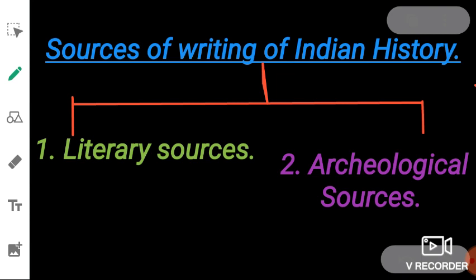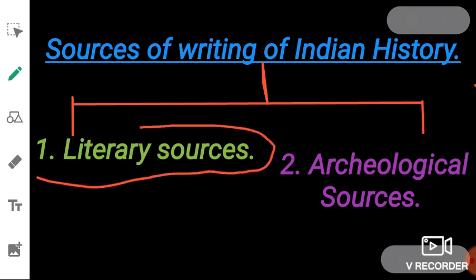Now archaeological. Archaeological means which are excavated, like coins, monuments, the structures that are excavated or found, not written, but found on the earth, beneath the earth, that give us some information about the previous ages. These are the archaeological sources, and these are literary sources. There are two main sources, and we will give preference at first to the literary sources.